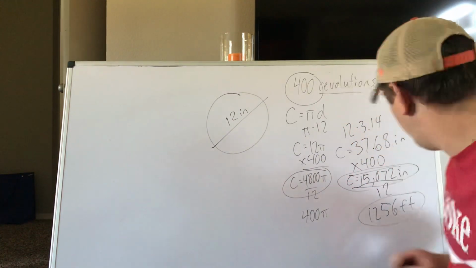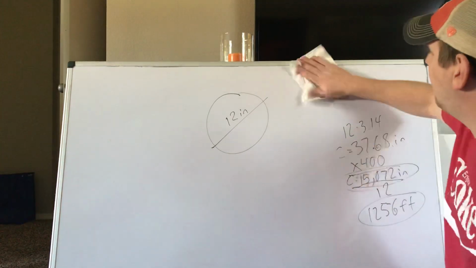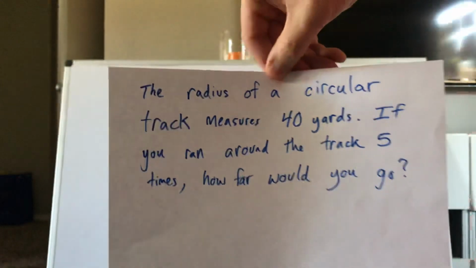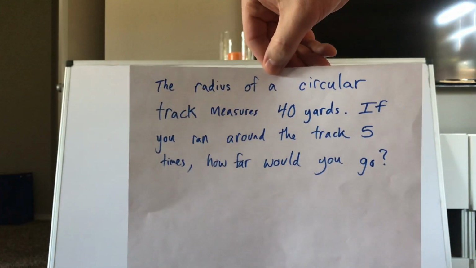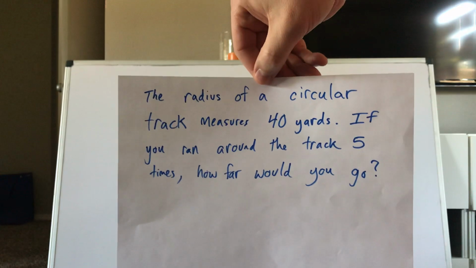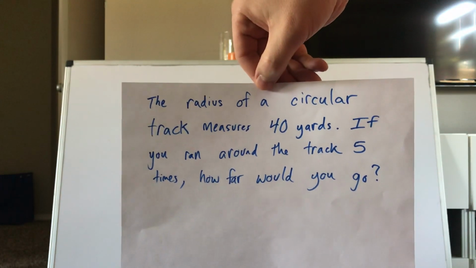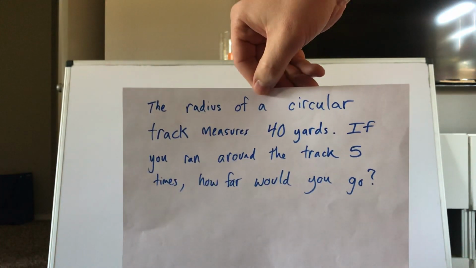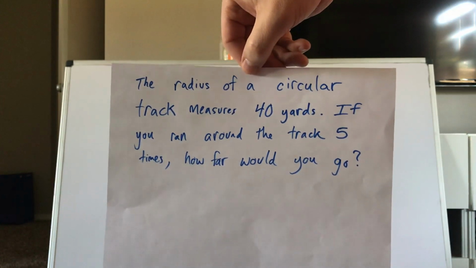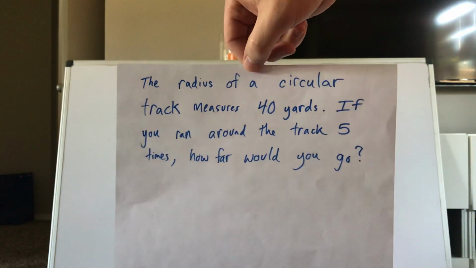All right, let's try one more word problem with circumference. The radius of a circular track measures 40 yards. If you ran around the track 5 times, how far would you go? Hit pause if you need to. If you want to try and do it on your own, hit pause, try and do it on your own, then watch me do it. Here we go.